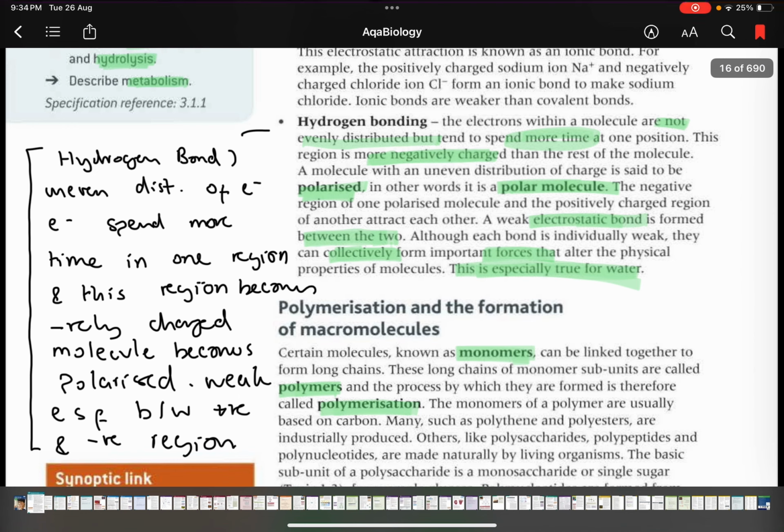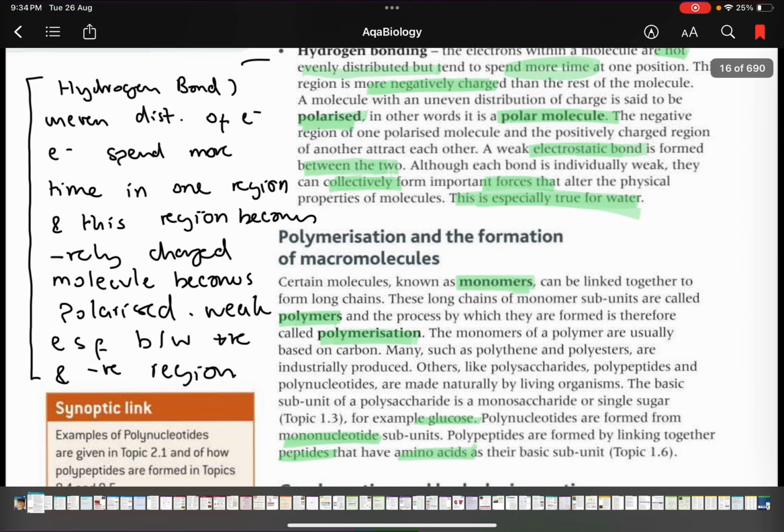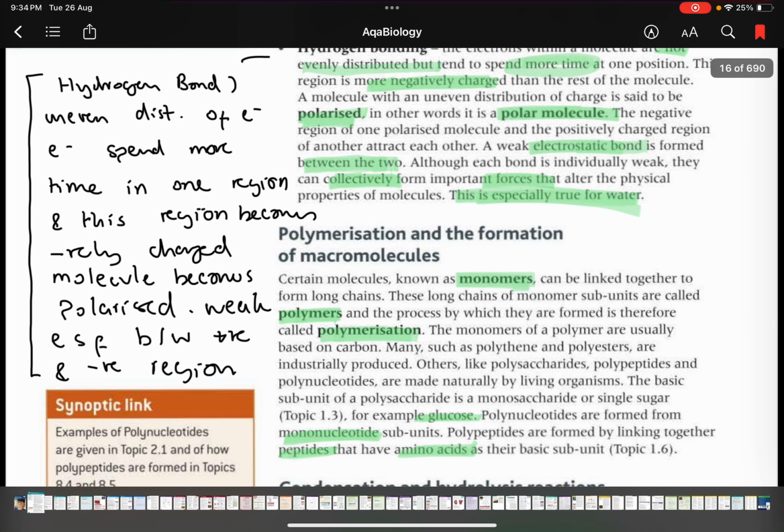So it's kind of like ionic bonding in the sense that we have a negative and positive attracting, but it's for the same molecule. A weak electrostatic bond is formed between the two, and although each bond is individually weak, they collectively form important forces that alter the properties of molecules. This is especially true for water, and you may have heard that water is polar, and we'll learn more about that in a second. So once again, an uneven distribution of electrons, you can see my notes on the right. It occurs when electrons spend more time at one region of the molecule, and so you have that region of the molecule being attracted to the oppositely charged, slightly positive region of the molecule, resulting in a weak electrostatic bond that collectively forms a strong, important force.